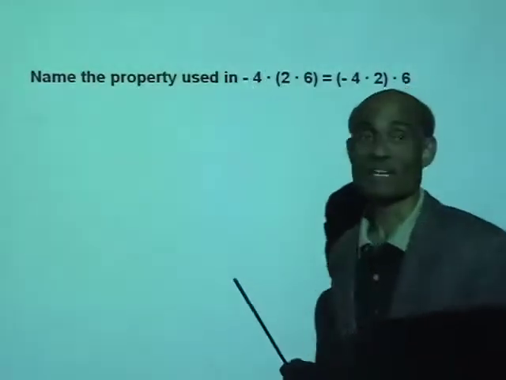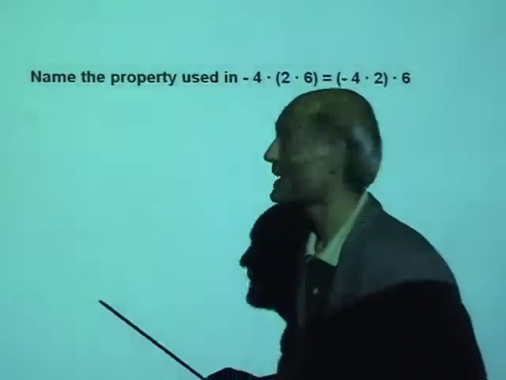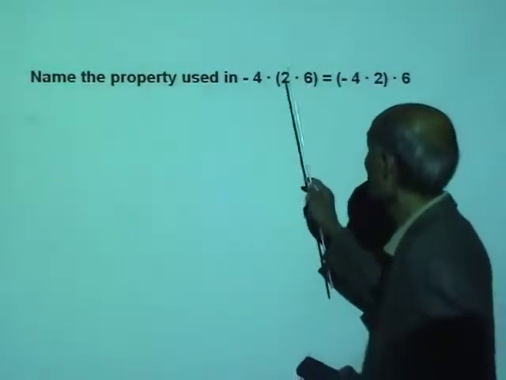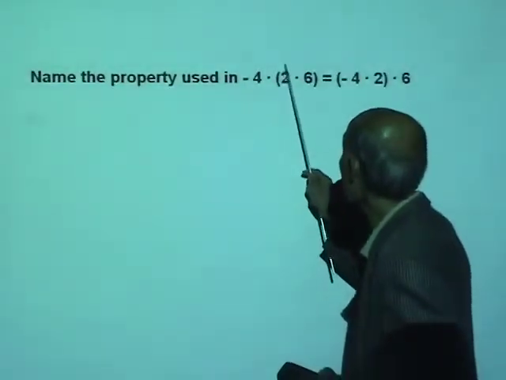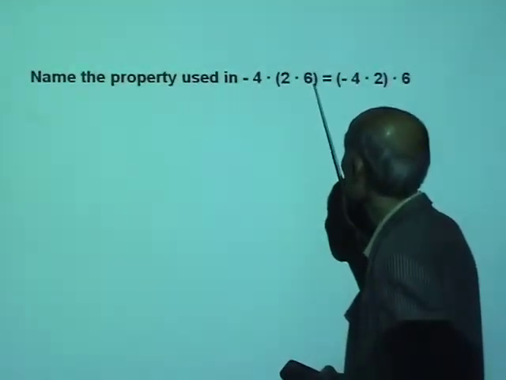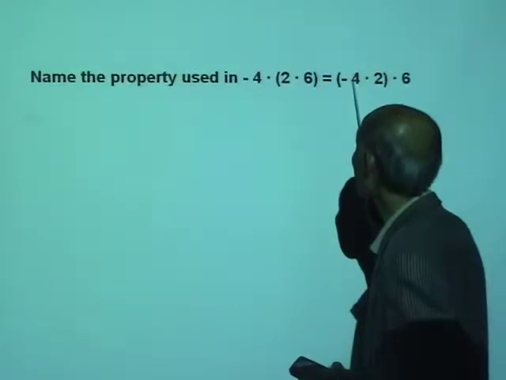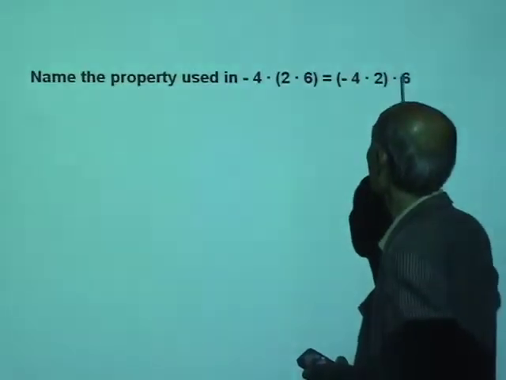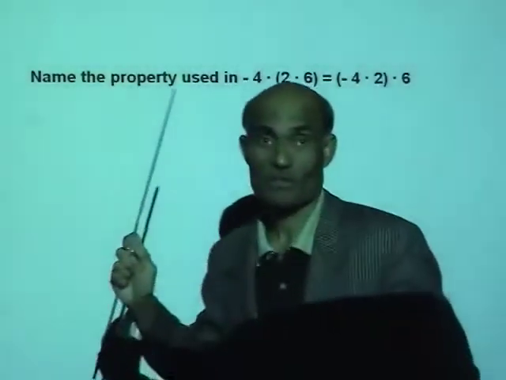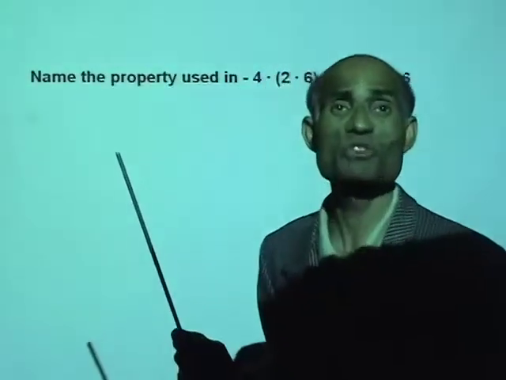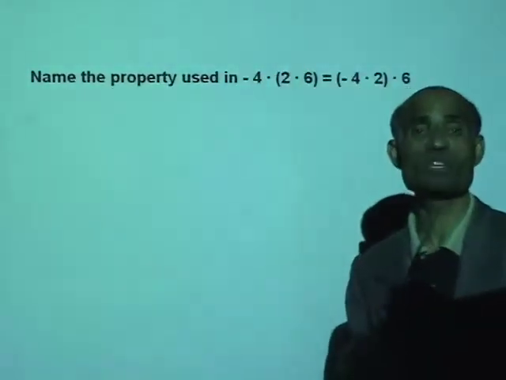Look at this one. Name the property used in. I want you to look at it carefully. Negative 4 times 2 times 6 equal to negative 4 times 2 multiplied by 6. Okay, I want you to give me the answer. What's the property used here?